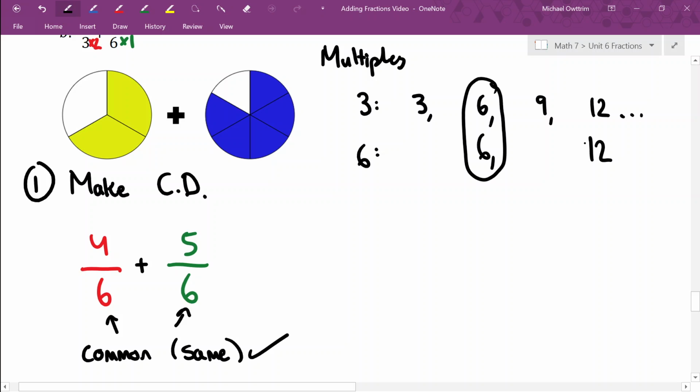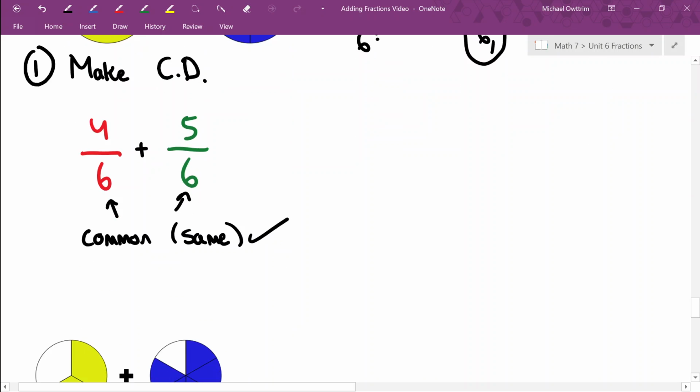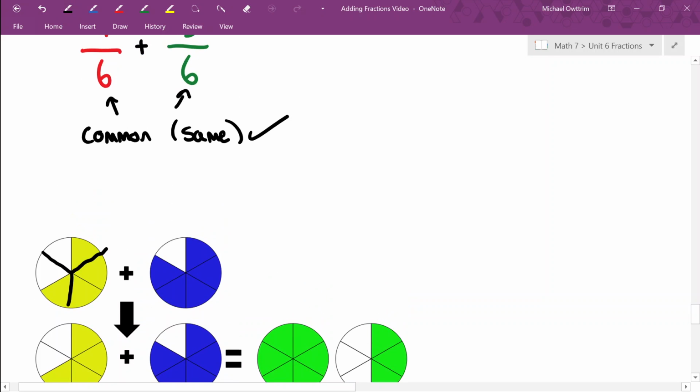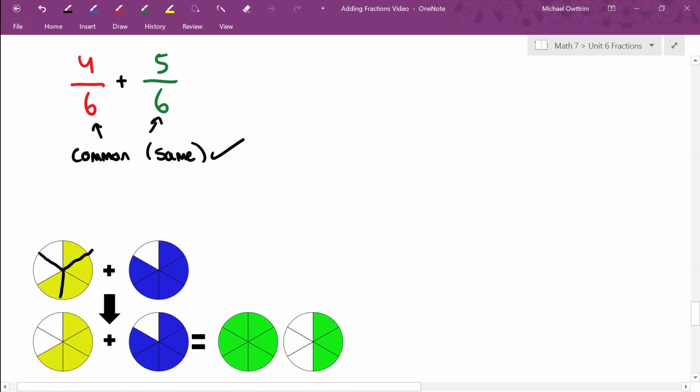So what have we really done here? Well, what we've done is we've taken those same sections or shapes and we've just split them up. So we've cut each of these ones into 2 equal parts. And we said, well, the same shaded area could be represented as 4 sections out of 6. It's the same amount of shading in that yellow diagram, we've just made it into sections of 6 instead of sections of 3, as they originally were.